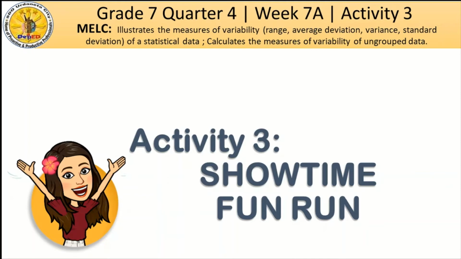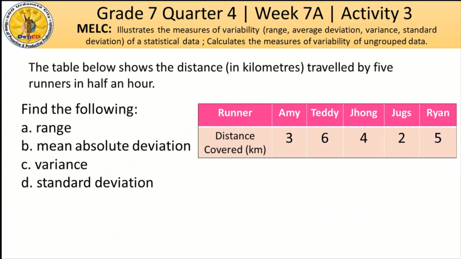Ngayon naman, alamin natin kung paano sagutin ang activity number 3 entitled Showtime Fun Run. For this activity, the table below shows the distance in kilometers traveled by 5 runners in half an hour. The runners are Ami, Teddy, Jog, Jugs, and Ryan, who traveled 3 kilometers, 6 kilometers, 4 kilometers, 2 kilometers, and 5 kilometers respectively. In this activity, we will find the range, mean absolute deviation, variance, and standard deviation.